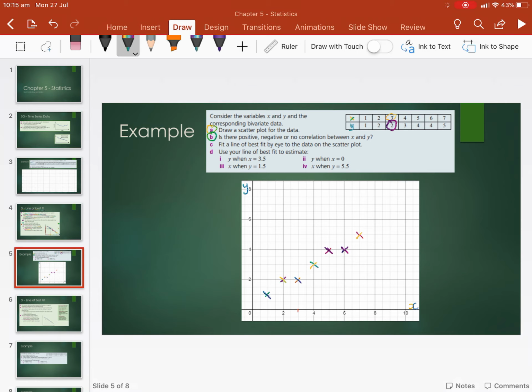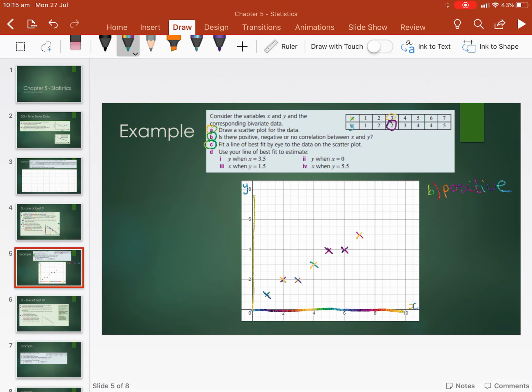So we can see as x gets bigger, going like this, our points get higher, don't they? Which means there's a positive correlation. So our points are positive. For C, fit a line of best fit by eye to the data on the scatter plot.